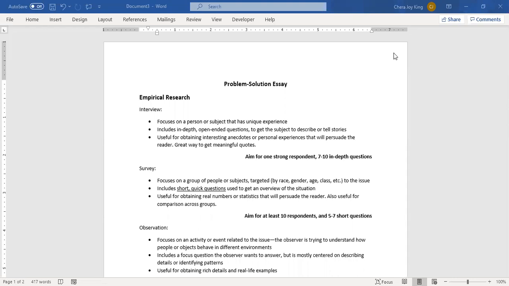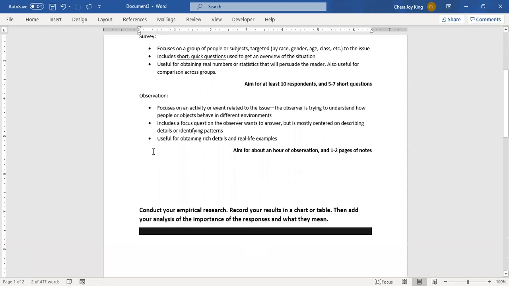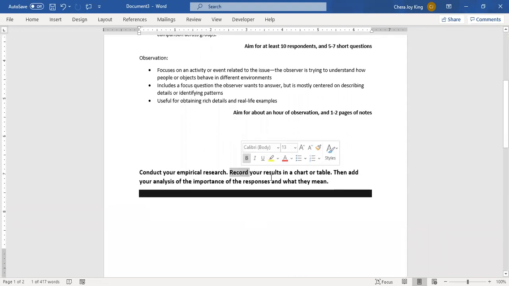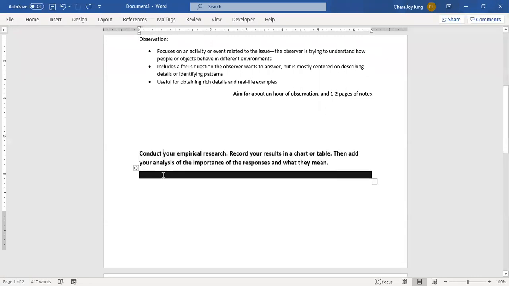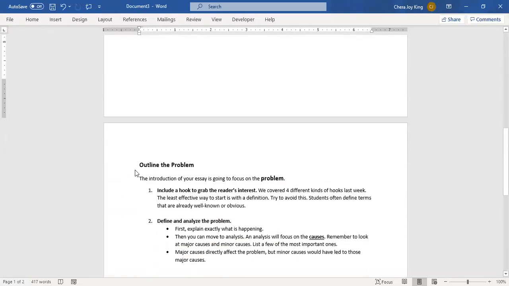There's just a few quick things that I want to talk about in relation to your problem solution essay. The first thing I want to talk about is the empirical research. We went over this a bit yesterday, but at the end of the day today, I'm going to ask you to record the results of your research. So I'm going to ask for about half a page that just tells me what you found out from your research. I won't have that be due tomorrow. It can be due the next day, so you can have 2 days to work on this, but start working on it today.